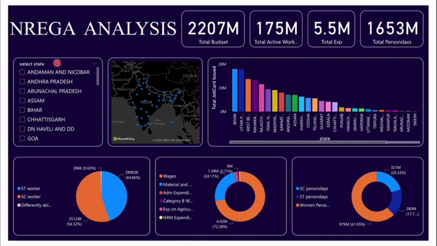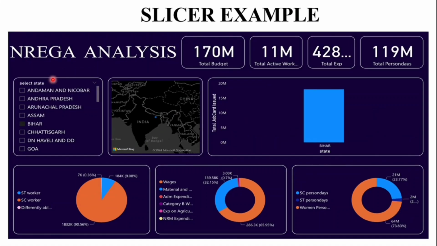Now this slicer contains the state names, according to which we can select the state of our choice and see the data related to that state. Suppose we select Bihar. Now if we select Bihar we can see that all the values have changed and all the values show the value of Bihar and we can analyze the data very easily.